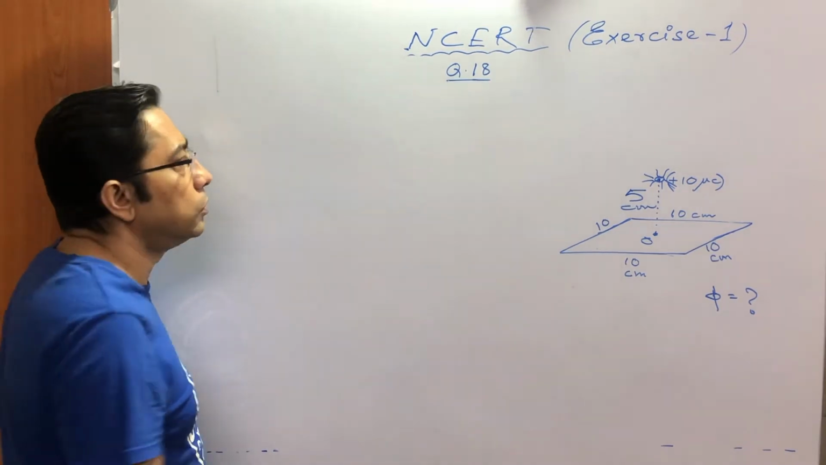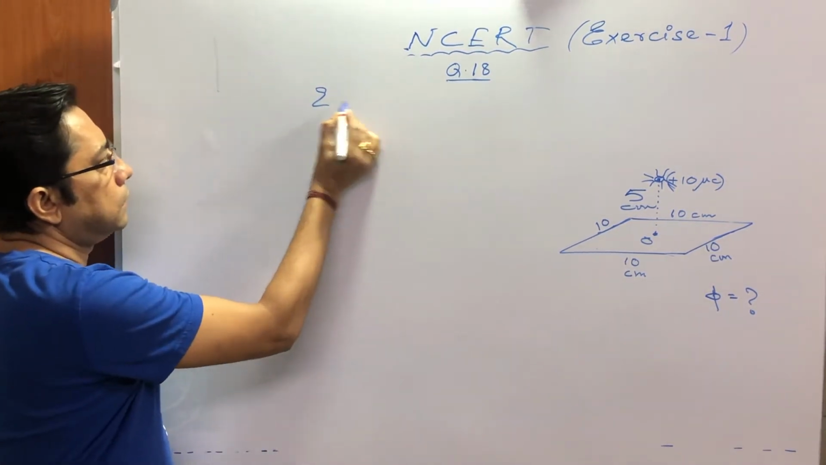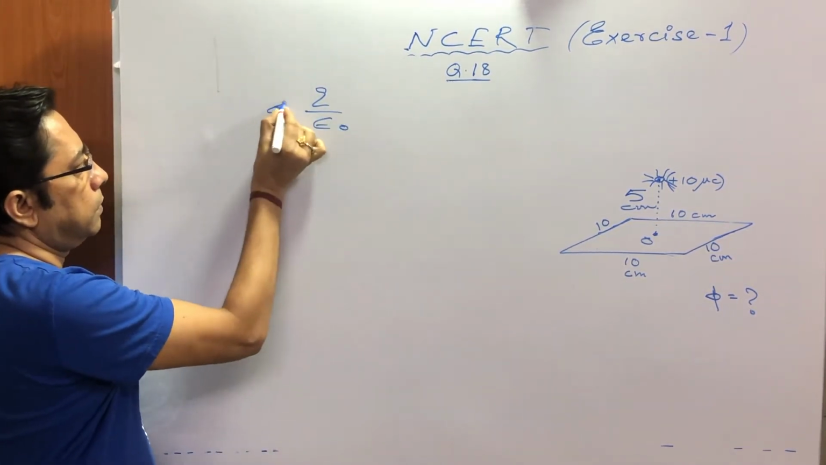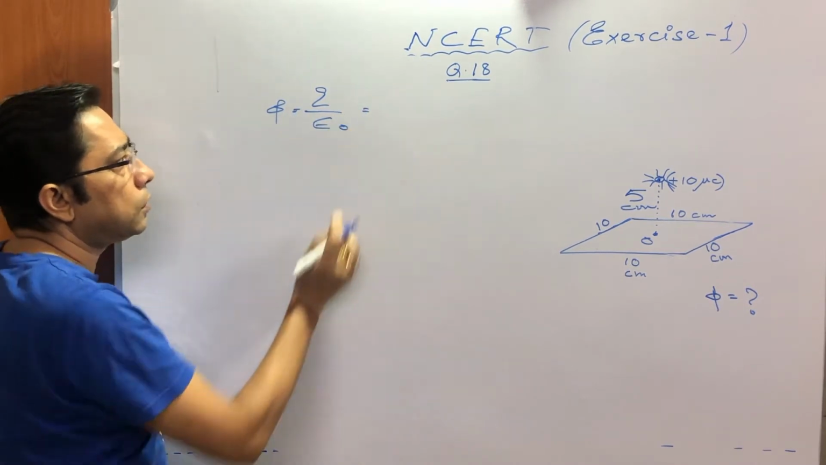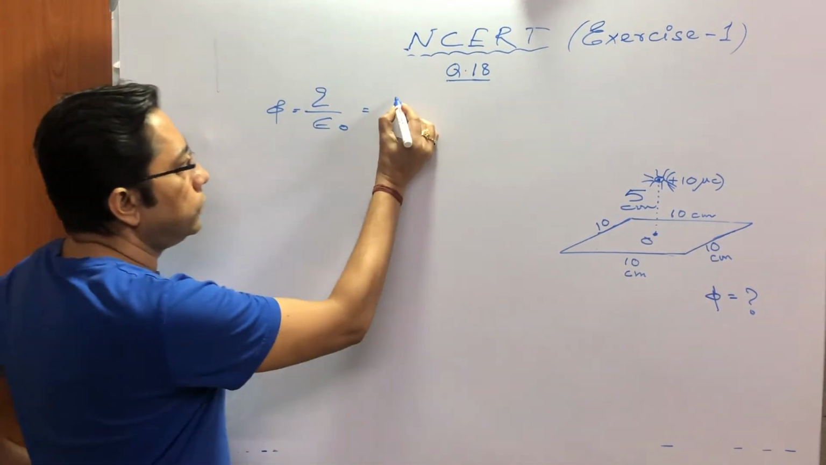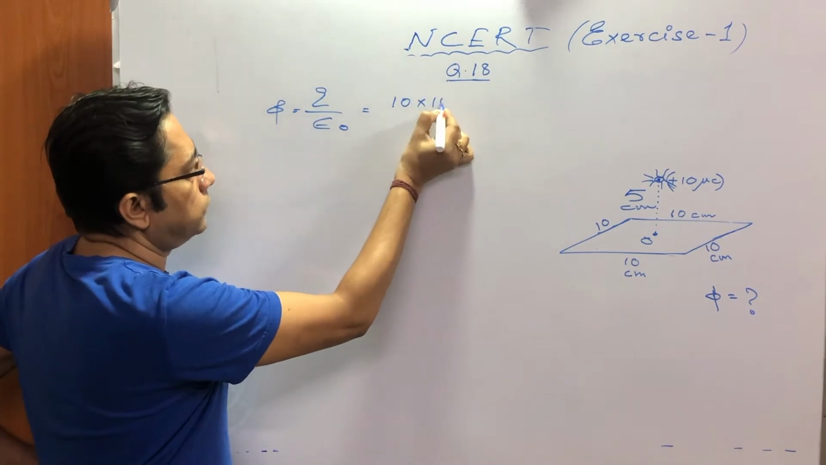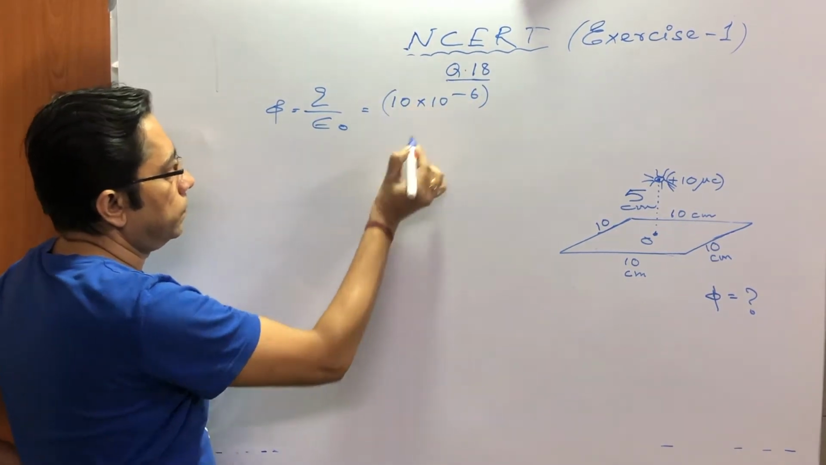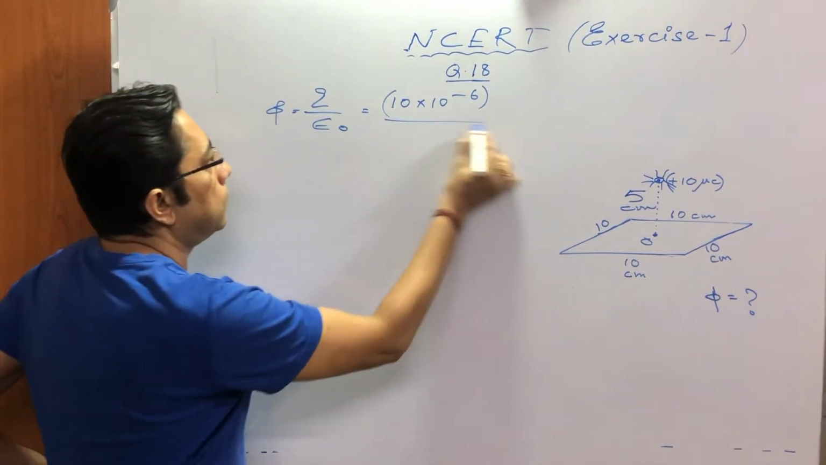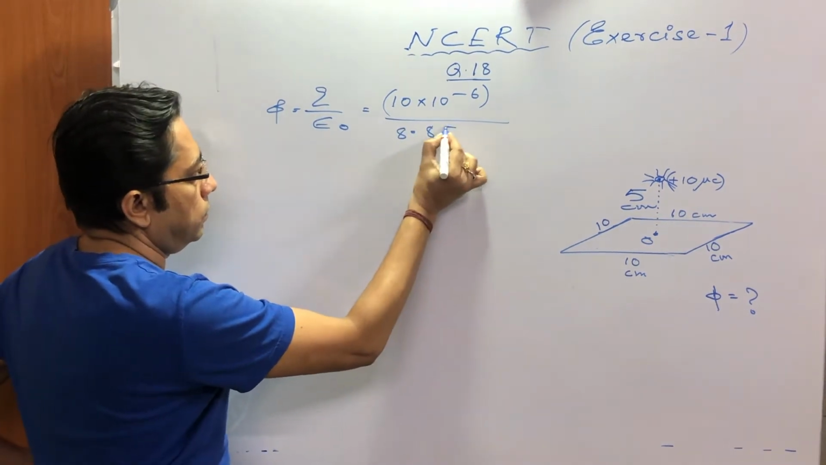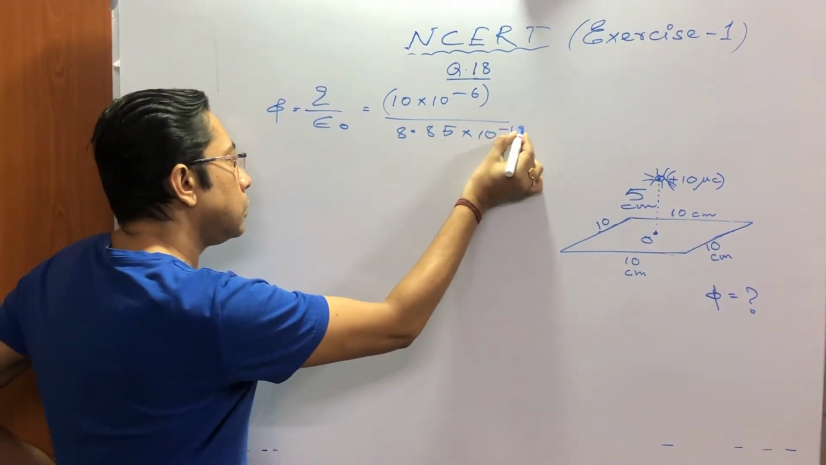Let us calculate that. Total flux is given by phi equals q by epsilon naught. Now q is how much? 10 microcoulomb. That means 10 into 10 to the power minus 6 divided by epsilon naught, 8.85 into 10 to the power minus 12.